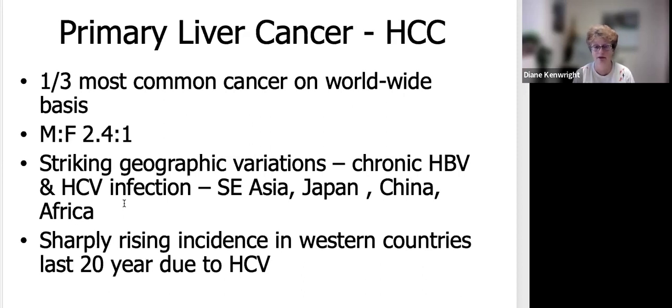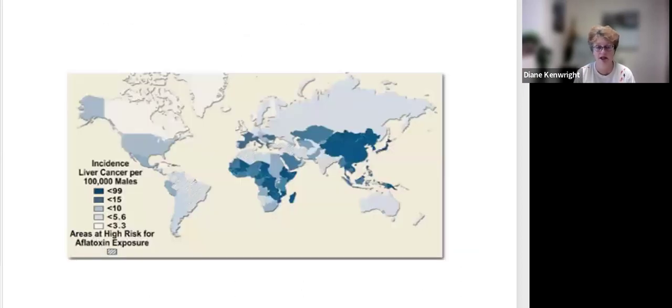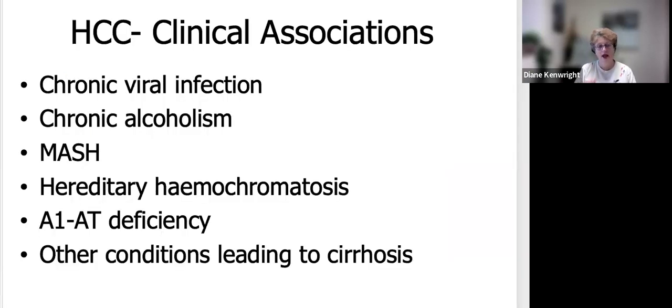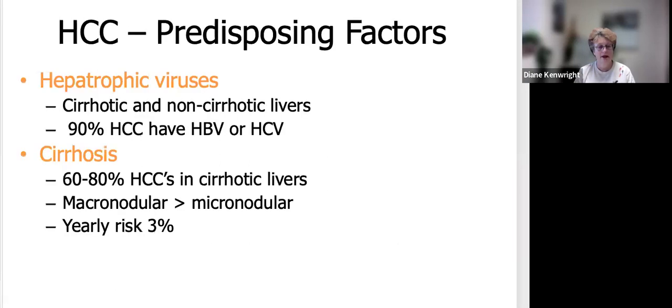hepatocellular carcinoma incidence. We've had an increase recently due to hepatitis C virus infection, which has been rising in Western countries, but probably stabilized now because we can treat hepatitis C more effectively. So hepatocellular carcinoma is associated with anything that causes cirrhosis, but in particular, it's associated with hepatitis B and C.